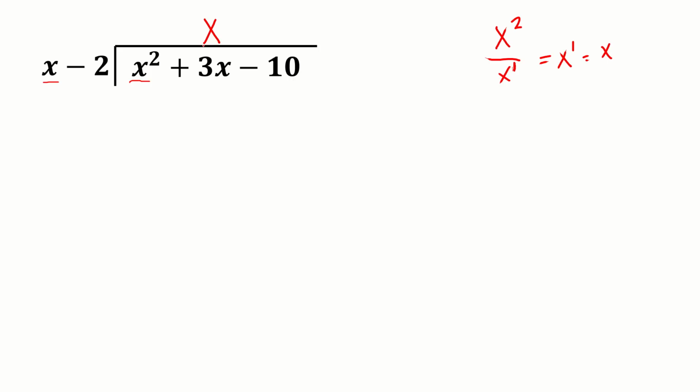So after ma-divide yung first terms, i-multiply natin pababa doon sa divisor. So that will be x times x. Again, i-multiply natin yung nakuha na quotient na x by the divisor na x minus 2. So we will have x times x, that is x squared. Tapos, x times negative 2 is negative 2x.